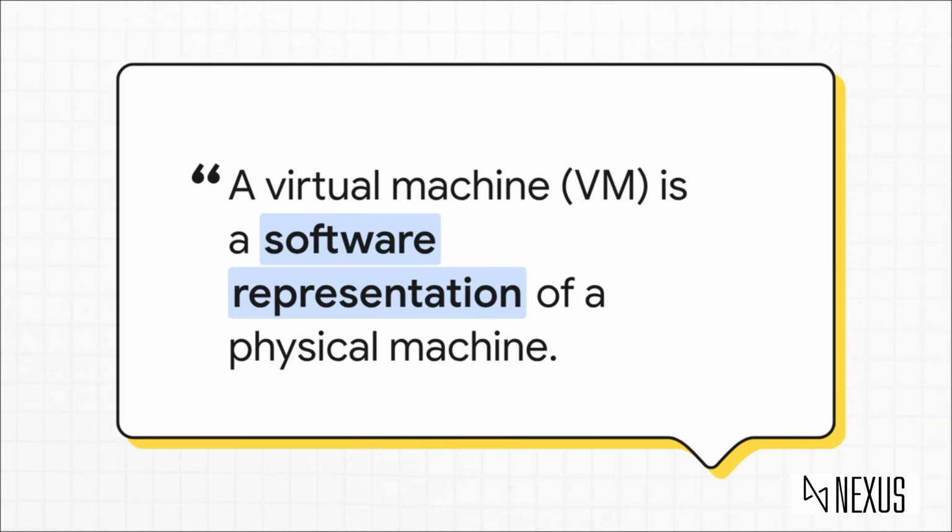Yeah, let's really zero in on that phrase, a software representation. This is the absolute core of it. A VM isn't some watered-down, limited version of a computer. To the code that's running inside of it, it is a physical machine. It can do everything the real thing can. That illusion is so perfect, and that's what makes this whole thing so incredibly powerful.